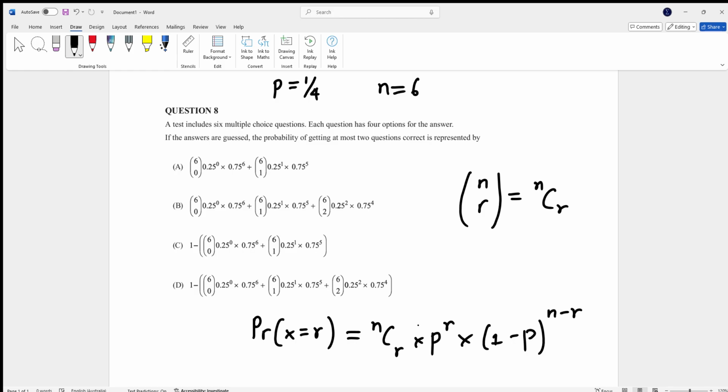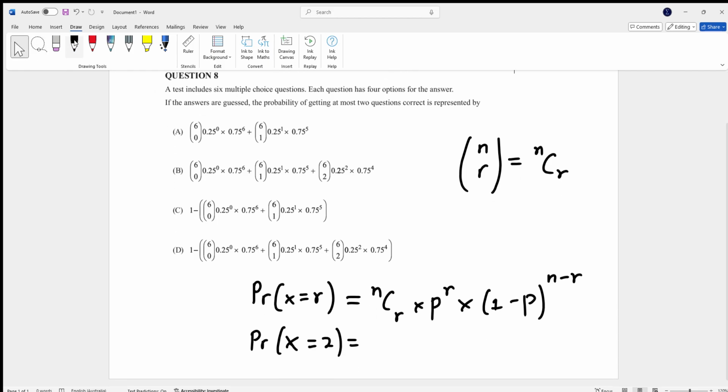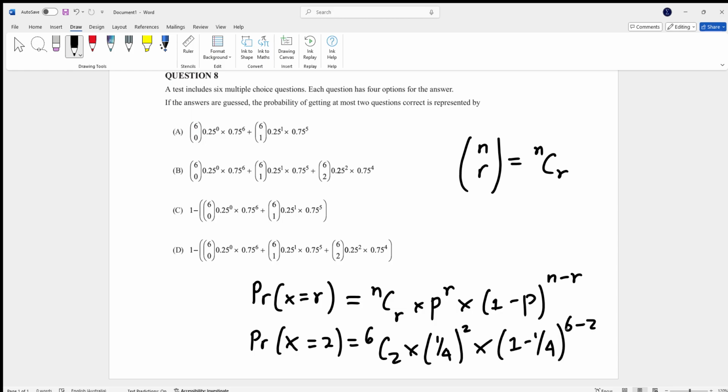So for example, in this situation here, if I wanted the probability of getting exactly 2 questions correct, I would make r equal to 2. Then I would fill in the information here. So the answer would be 6 choose 2 times a quarter to the power of 2 times 1 minus a quarter to the power of 6 minus 2, and you'd calculate that. That's how we know it's a binomial.